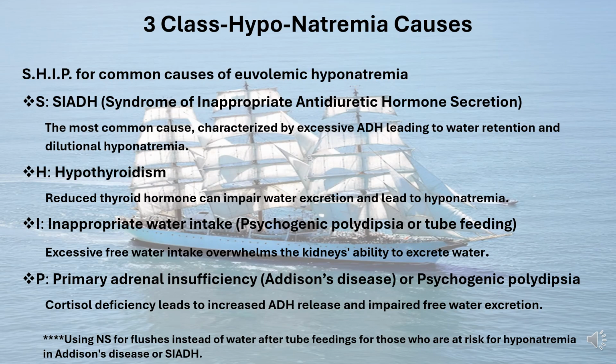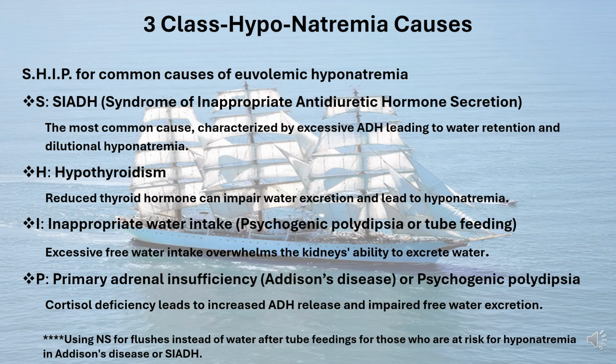In patients with compromised kidney function or conditions like Addison's disease or SIADH, careful management of hydration and electrolyte balance is crucial, especially when administering tube feedings and performing flushes between feedings. Using NS, an isotonic solution, 0.9% NaCl, for flushes after tube feedings can help ensure that the patient's sodium levels remain stable by preventing the dilution effect that might occur if only water were used for flushes.